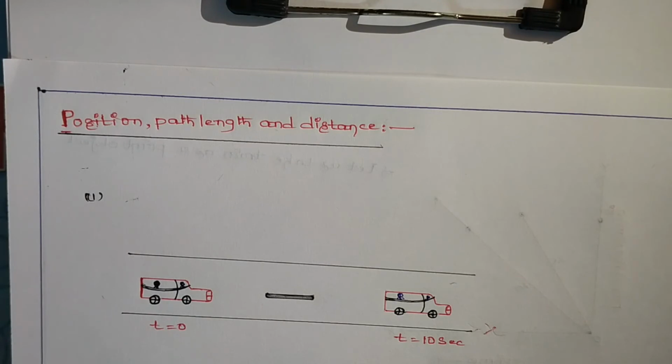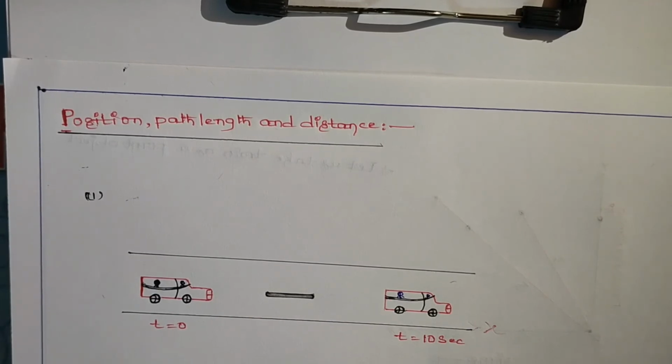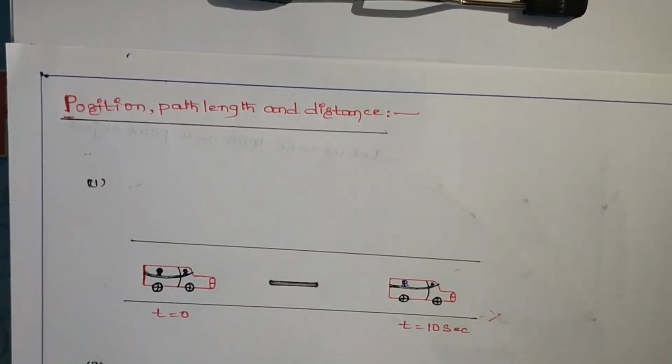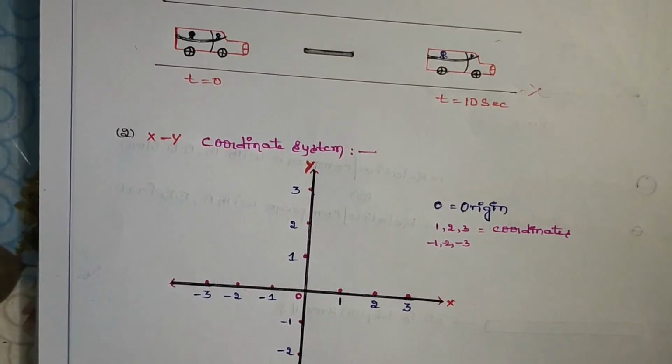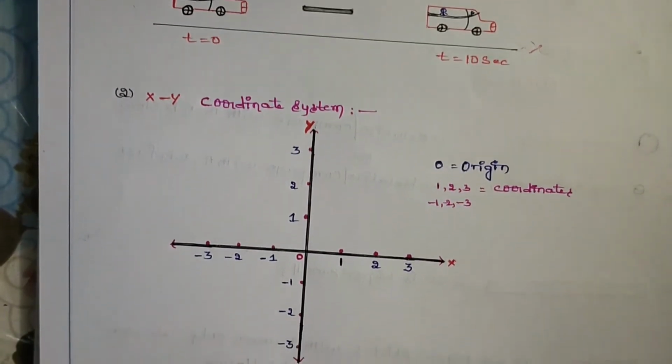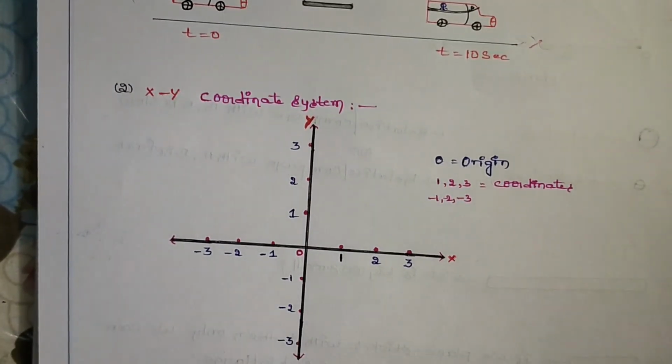coordinate system. In geometry, a coordinate system is a method for identifying the location of a point on any frame of reference. In order to identify the location or position of the point, we must use the coordinate system.